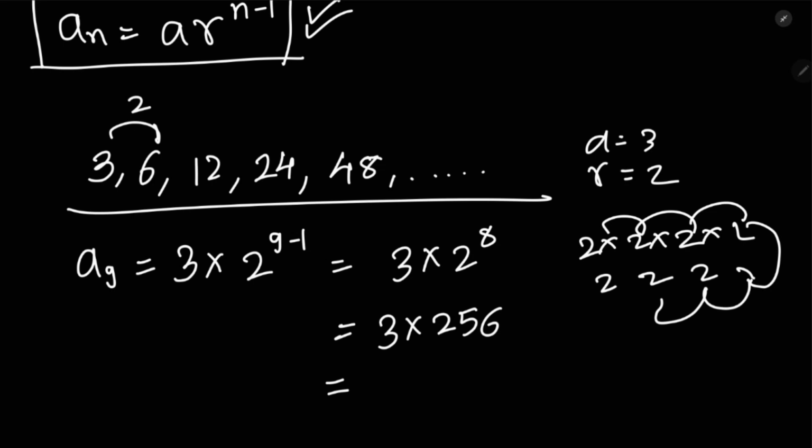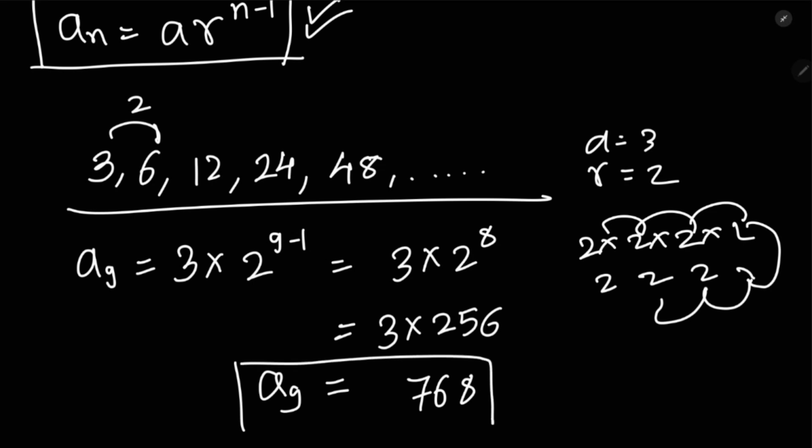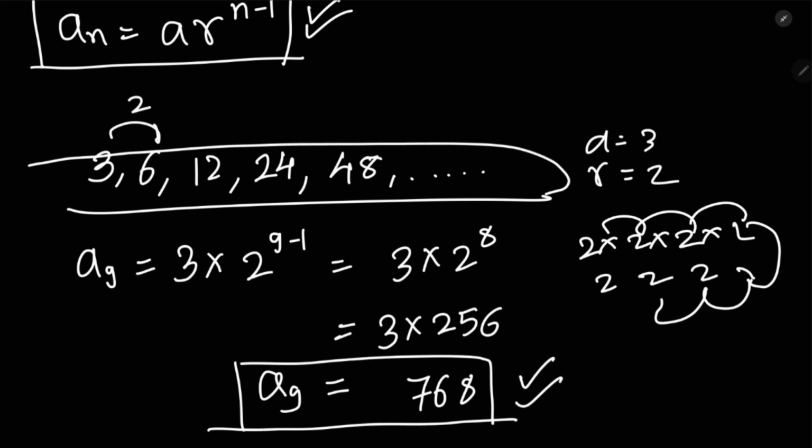Now let's do this multiplication. 6 3s are 18. We have 1, then 15, 16, 1 and 7. Okay, let me check this with my calculator. So 3 into 256. Yes, I did the calculation correctly. So the ninth term will be this for the geometric progression that I have considered here.